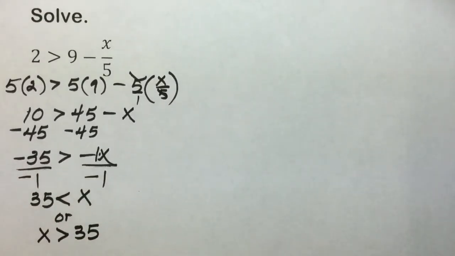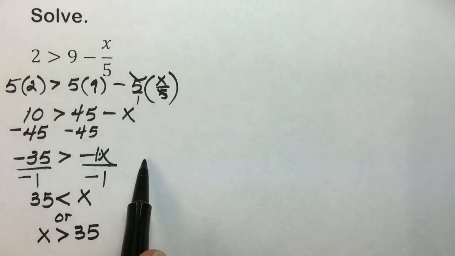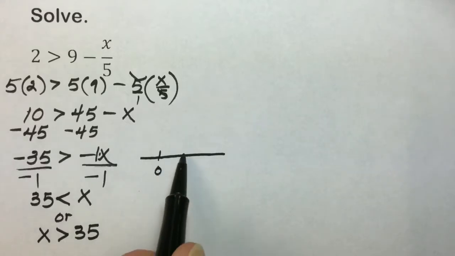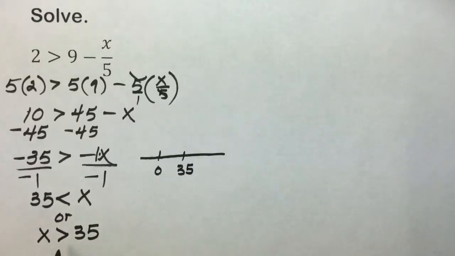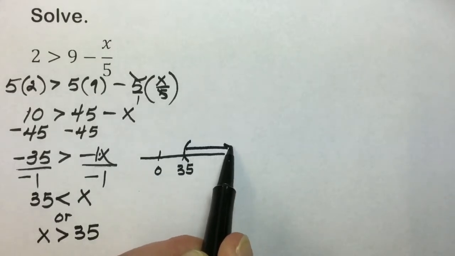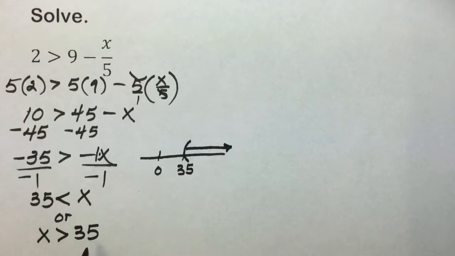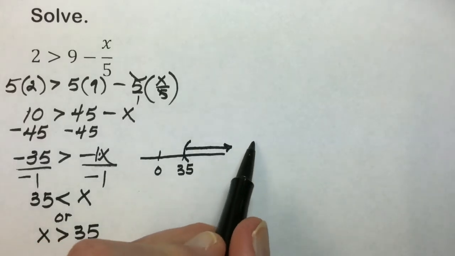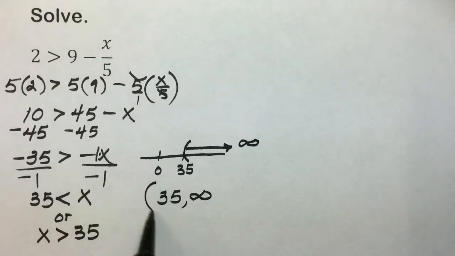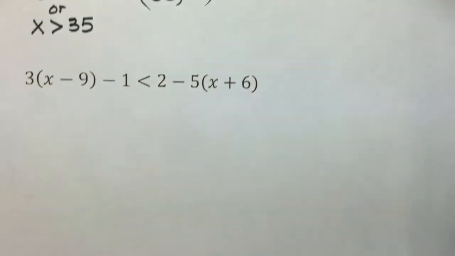Interval notation would be the following, and to help us see that, let's do a quick graph of this. We are not including 35, so we use a parenthesis, and x is greater than 35. It's headed towards positive infinity. So if we wanted an equivalent interval notation, starting with the smallest value first and then largest, using the appropriate symbols, here would be our equivalent interval notation.